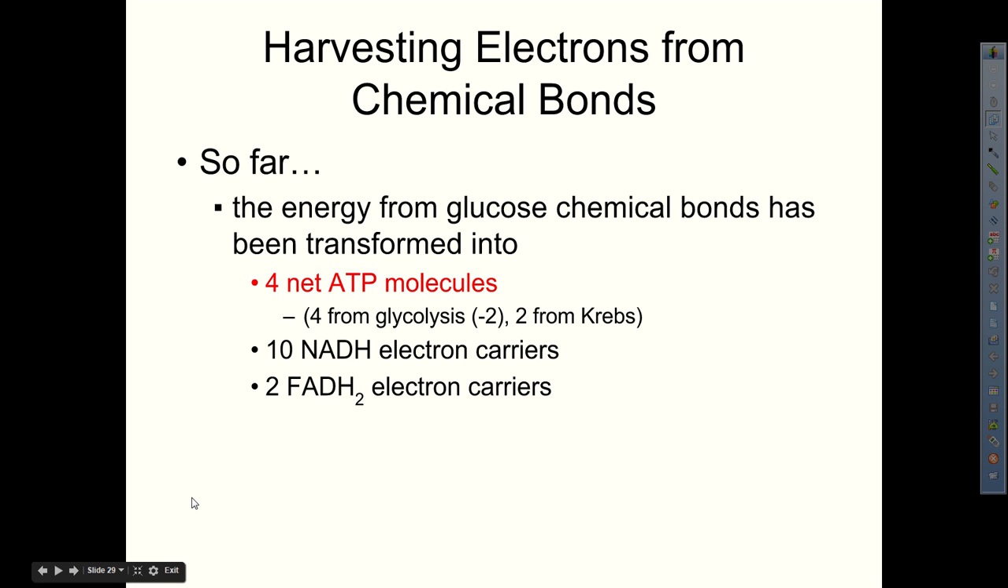And so in this process, from glycolysis and the Krebs cycle, so far we have 4 ATPs, we have 10 NADHs, and 2 FADH2s. So remember, these guys down here, those are those high energy electron carriers. They're carrying those hydrogens that have been stripped off of other molecules, and then they're going to be deposited at the electron transport chain.